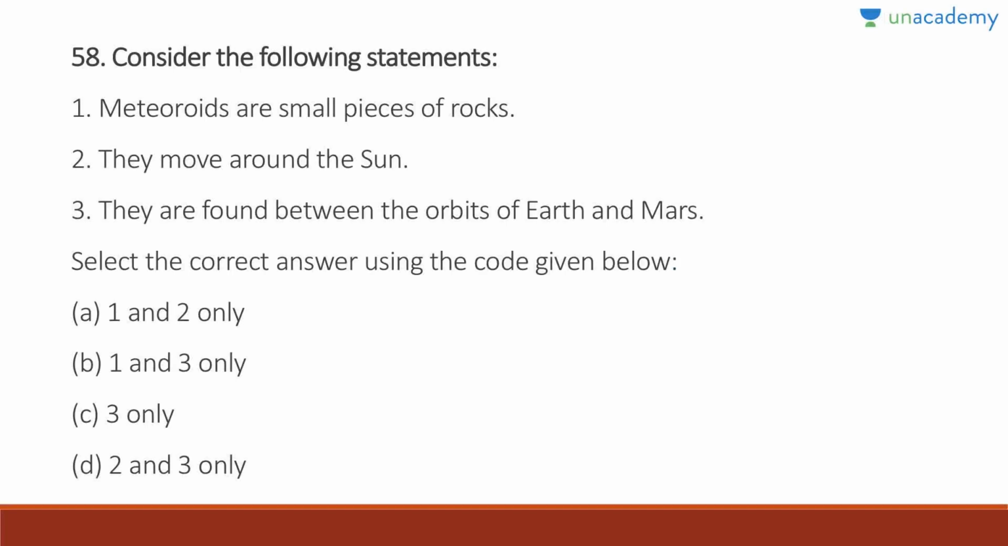Question number 58. Consider the following statements and which of the following is correct. Meteoroids are small pieces of rocks. 100% correct. They move around the sun. Yes, they are found between the orbits of Earth and Mars.